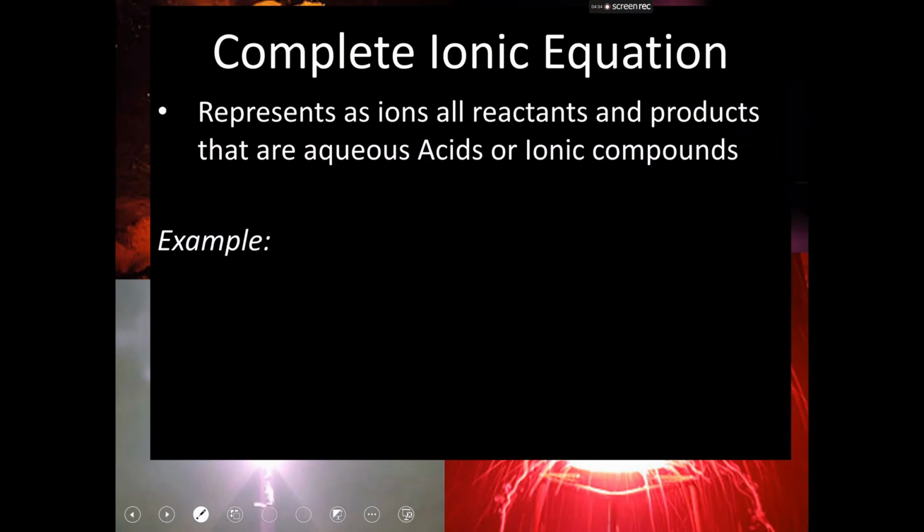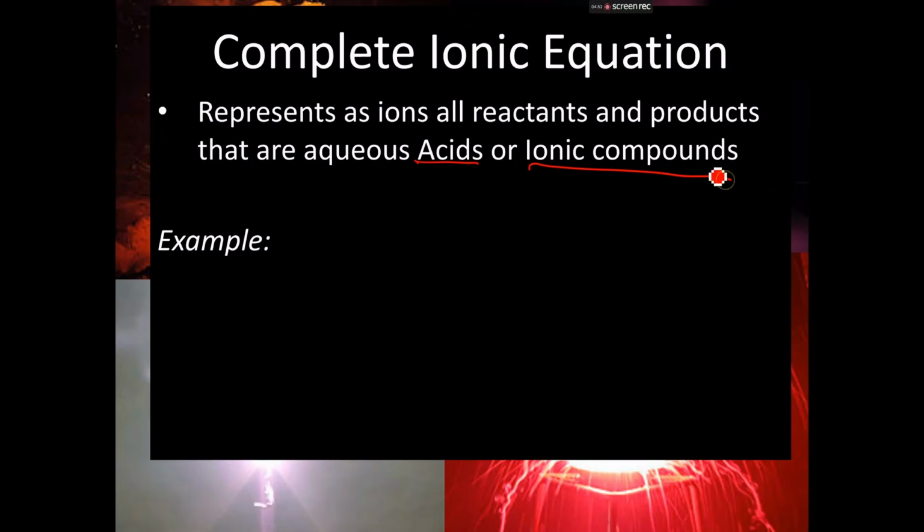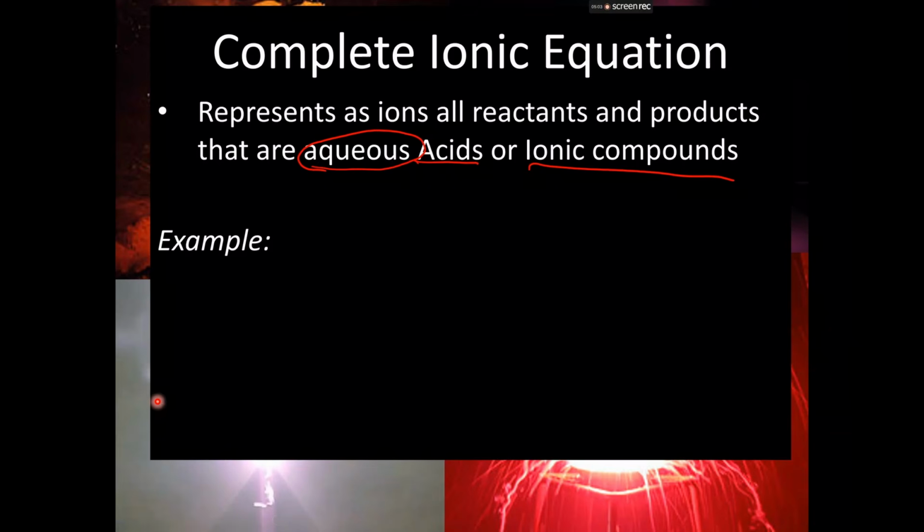So we can write a new type of equation called a complete ionic equation. A complete ionic equation is going to represent ionic compounds as ions if they are aqueous and they dissociate. So both acids and ionic compounds that are aqueous, they have to be aqueous and they have to either be an acid or an ionic compound, in double and single replacement reactions are actually going to be represented as ions instead of the individual compounds.